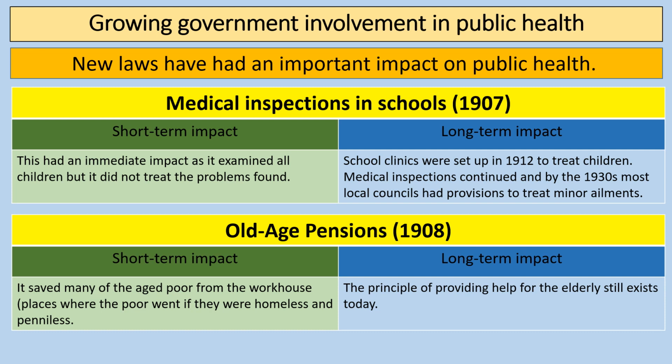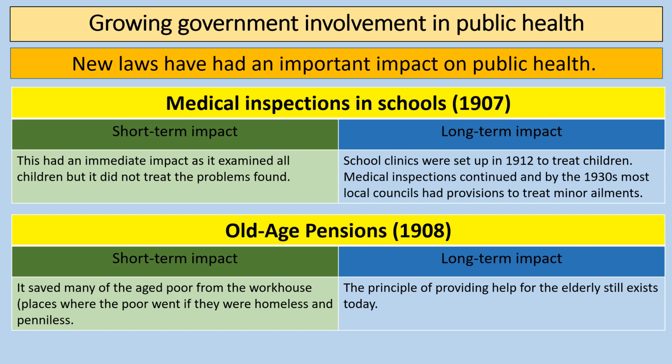That had an immediate impact. It examined all children, but it didn't treat the problems it found. Longer term impact, school clinics were set up in 1912 to treat children. Medical inspections continued, and by the 1930s, most local councils had provisions to treat minor illnesses.